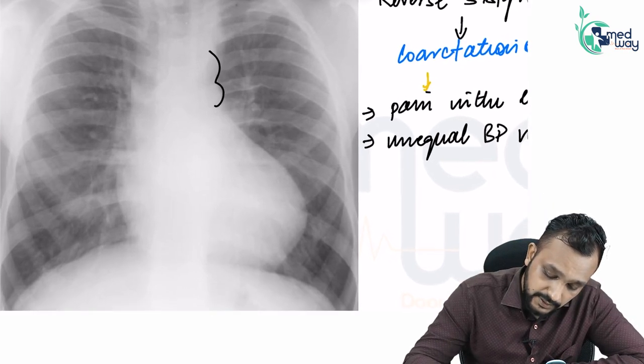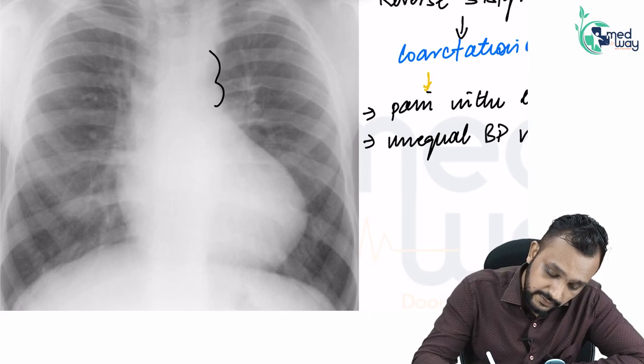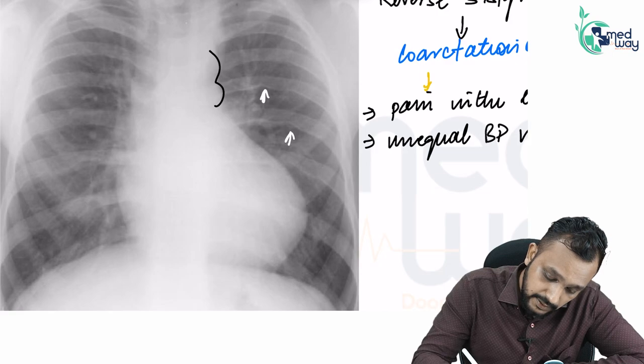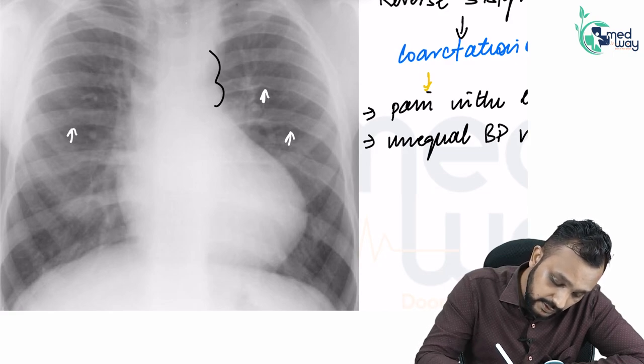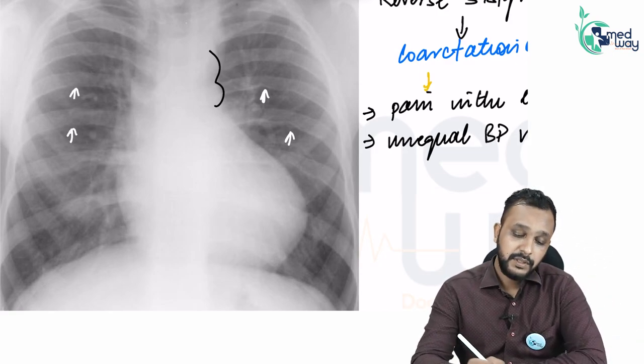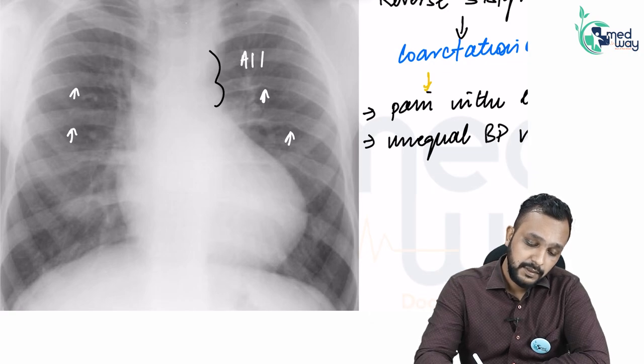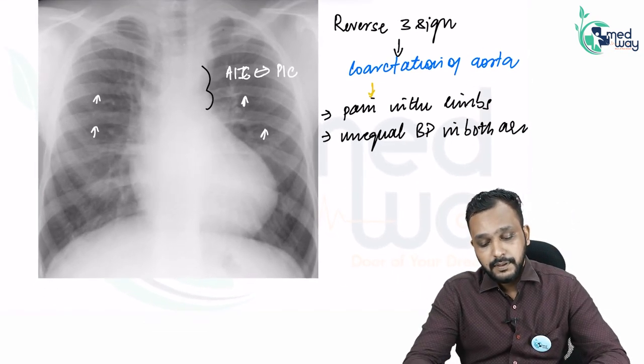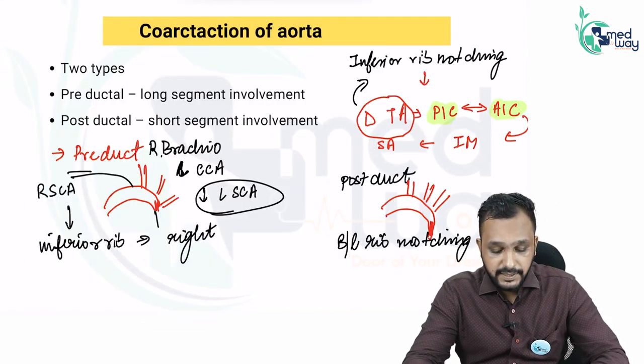So, here in these patients you can again see that there is notching along the inferior border of the rib, which is due to the collateral formation between anterior intercostal artery and posterior intercostal artery, right?